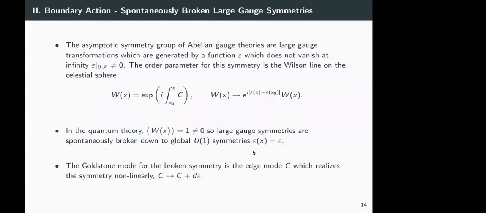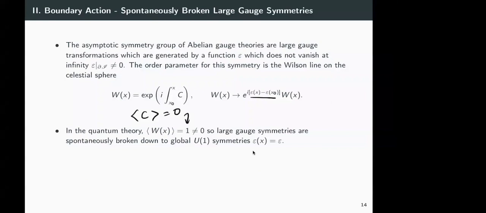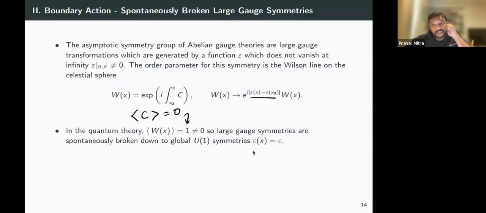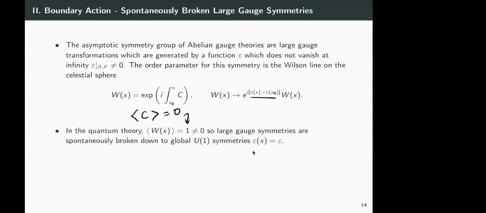Wait, all right. Why is it global? Because even though the epsilon is still there, it does not vanish at infinity, but it's still direction dependent. So X and X naught is the same. I mean, the value is not the same. So the direction dependent gauge transformations are spontaneously broken.